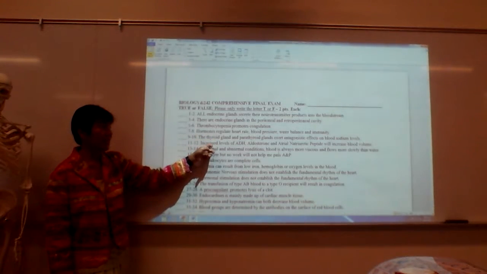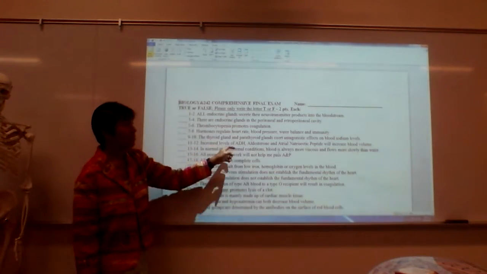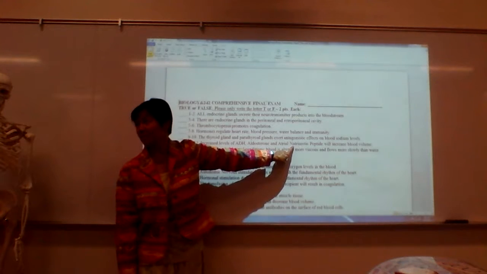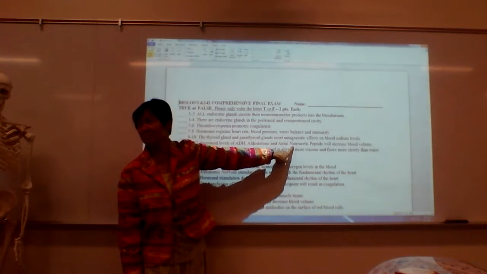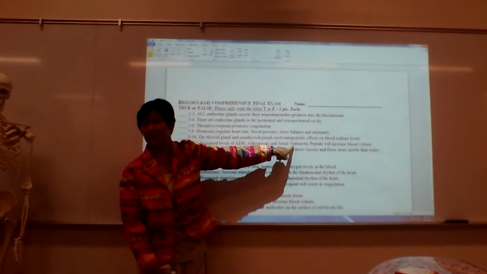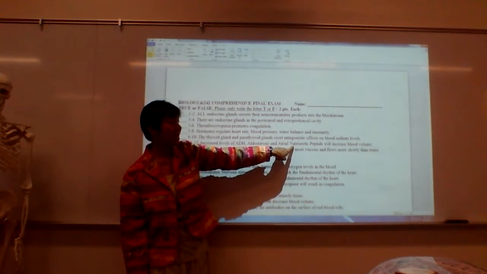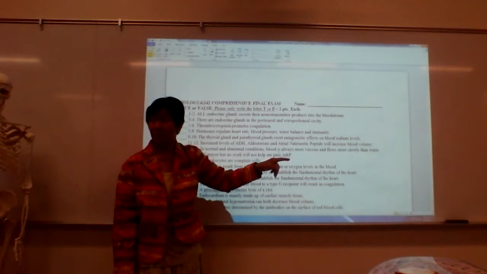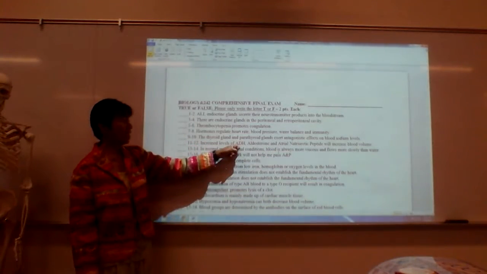Increased levels of ADH, aldosterone, ANP will increase blood volume. Look at that. Yeah, true. Would that increase your blood volume? I don't think so. What is natriuretic? It promotes excretion of sodium. So if it promotes that, will that increase? No, that'll decrease it. Does this one increase blood volume?